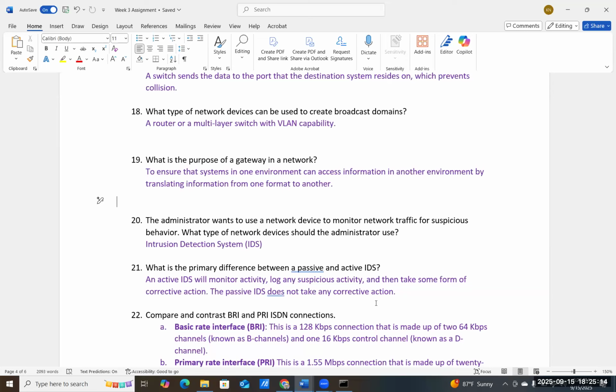Remember what I said about the fire alarm that sounds off and puts out the fire? So that's an active IDS or an IPS. An IPS does that, an intrusion prevention system. Now the passive IDS, it doesn't take corrective action. It just tells you something is happening, but it doesn't do anything about it, right? It sounds off the alarm and that's it.